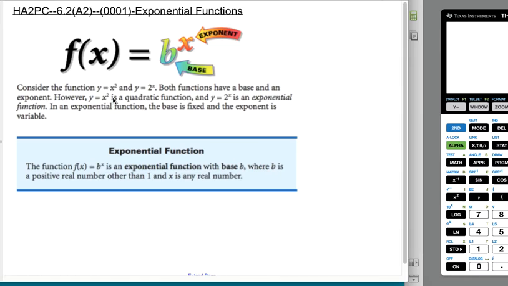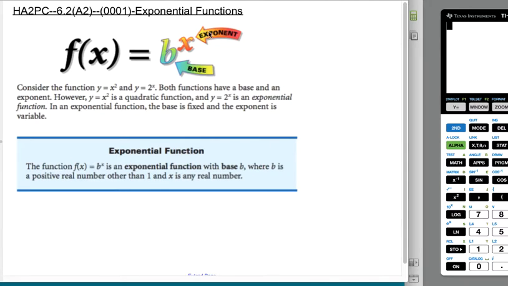Both functions have a base, and both functions have an exponent. However, y equals x squared is what's called quadratic, and y equals 2^x is what's called exponential. The difference here is that in an exponential function, the base is a fixed number and the exponent is the variable. So the function f of x equals b raised to the x is an exponential function with base b, where b is a positive real number that is not 1, and x is any real number, right?